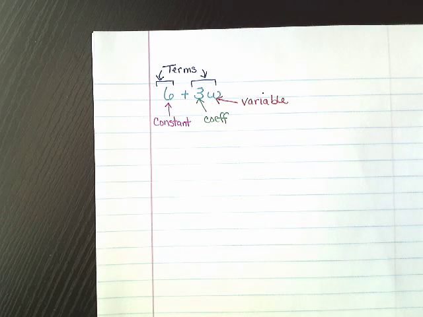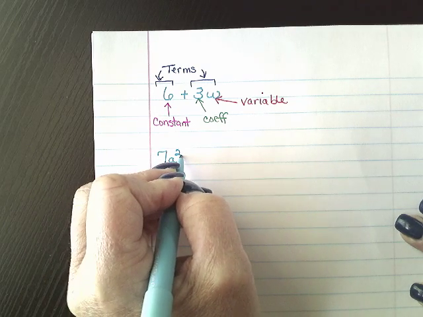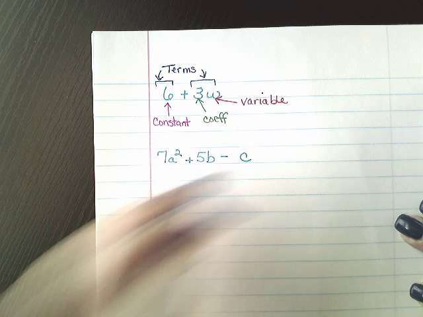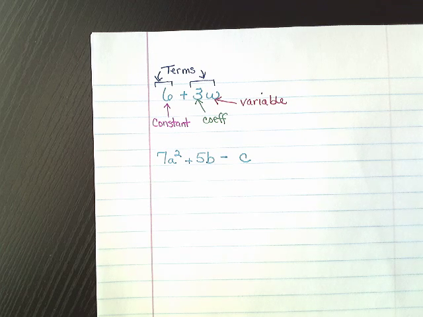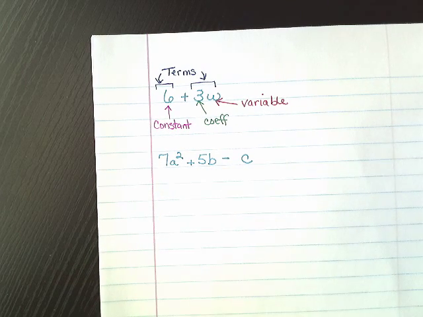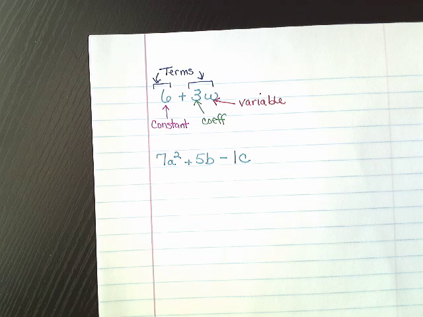So you will need to identify every part of an expression. Okay, let's try another couple. We have 7a squared plus 5b minus c. Now, I left a little space there because I want you to remember that if a variable does not have a coefficient, such as a 7 here or a 5 here, it's automatically understood to be the number 1. So I would add a 1 in front so I don't forget that that variable does have a coefficient.